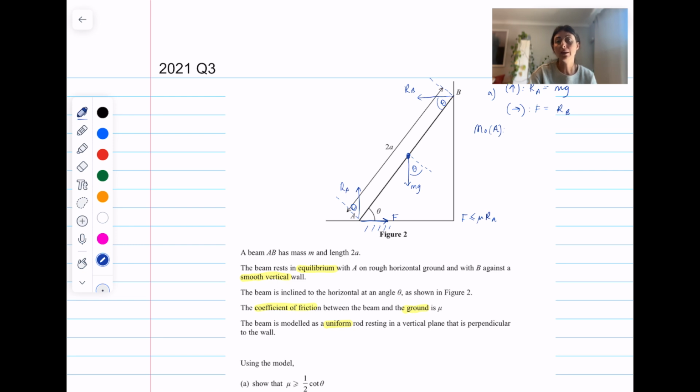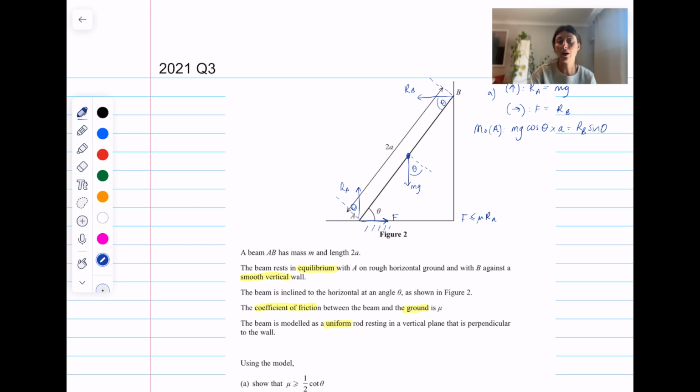Just a reminder, to take moments, you're investigating the turning force. And so when you turn, the force you're investigating needs to be perpendicular. So in this case, I'm going to make sure mg turns through theta, hence mg cos theta, and then you multiply by the perpendicular distance, which in this case is A.